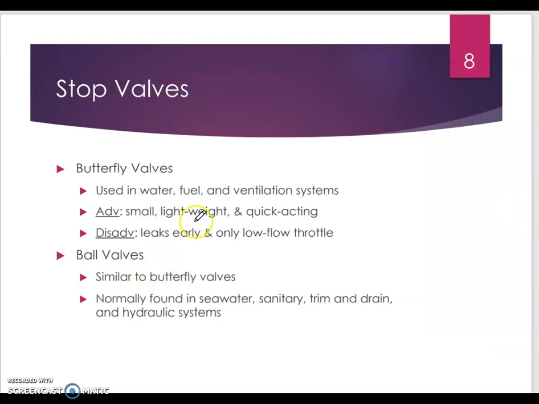For the butterfly valve, it is usually used in water, fuel, and ventilation systems. Why? Because it is more lightweight and quick acting. But somehow the disadvantages of the stop valve is it can leak early and only allows one flow throttle.